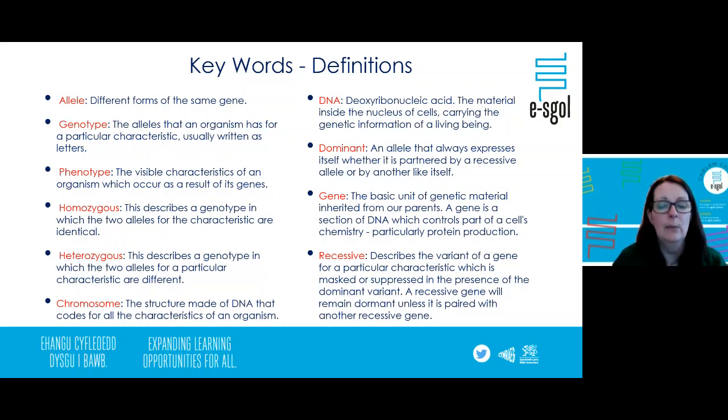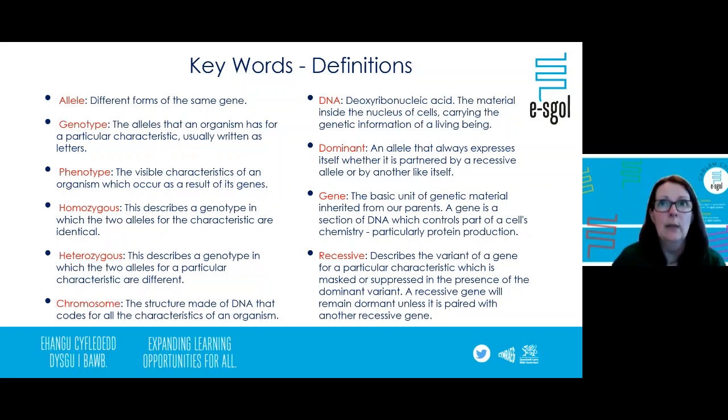So for example, in our body, we might have a gene that codes for brown hair or hair colour. And the different versions of that gene, which are the alleles, for example, might be brown hair and black hair. Okay, so it's just making sure that you know what these terms are and also examples of when you might use them. So moving on, we've got the genotype and the phenotype, which are two quite similar words, but we need to make sure that we remember the difference between them.